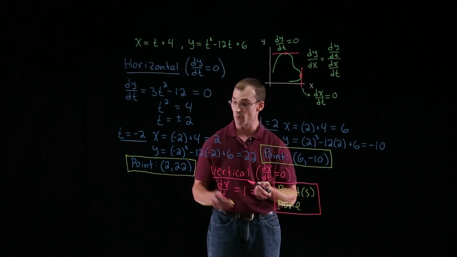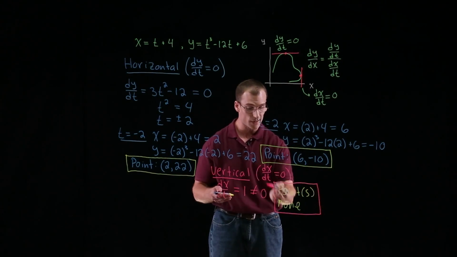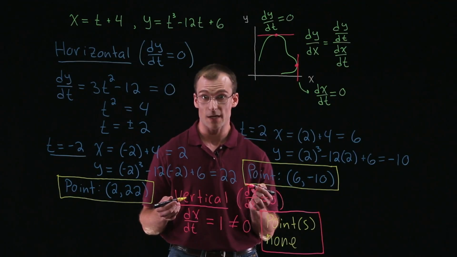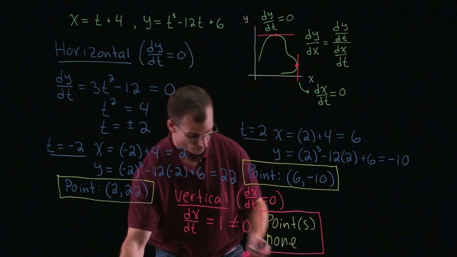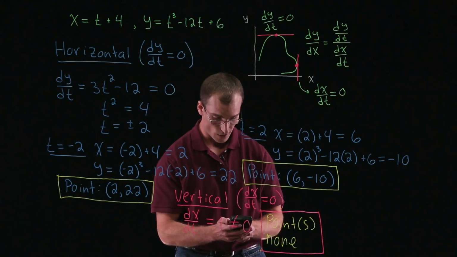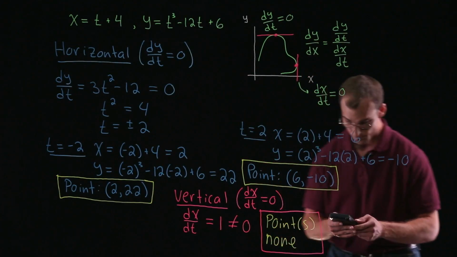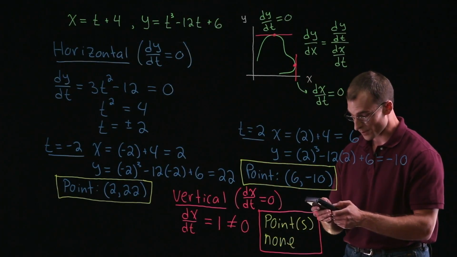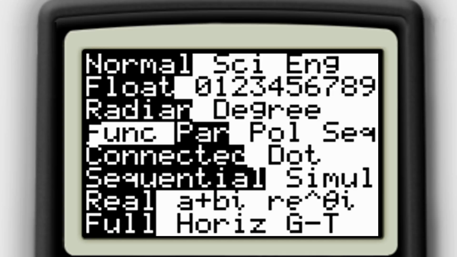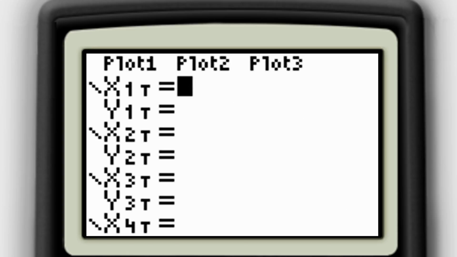Okay, so there's our points of horizontal tangency, and we find that we have no points of vertical tangency. Now what we want to do is confirm what we found using a graphing utility. So taking our graphing utility, first thing we're going to do is go into mode and make sure we're in parametric mode, and then go into our equation input, and we're going to enter in our pair of parametric equations.